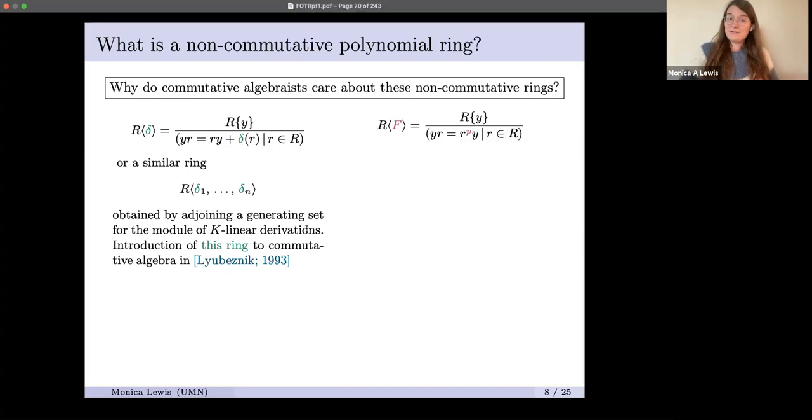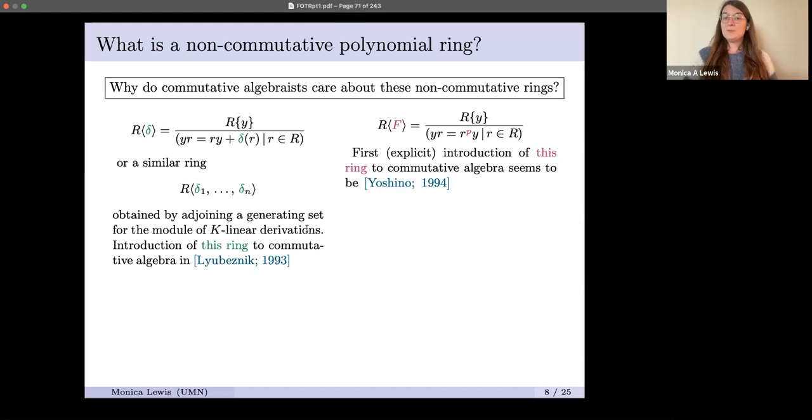So the left ring, the ring of differential operators, first made its debut in commutative algebra in a paper of Lyubeznik in 1993. We'll talk about what Lyubeznik's motivation for that was in a moment. And as far as commutative algebraists are concerned, Frobenius actions have been around for quite a long time. It would actually be a rather difficult task to trace their exact historical origins, but at least the first person I can find in the literature to explicitly talk about this non-commutative ring in the language of non-commutative algebra, writing up this presentation, seems to be a paper of Yoshino in 1994, whose interests were in the context of tight closure, which is certainly something that commutative ring theory people care about.